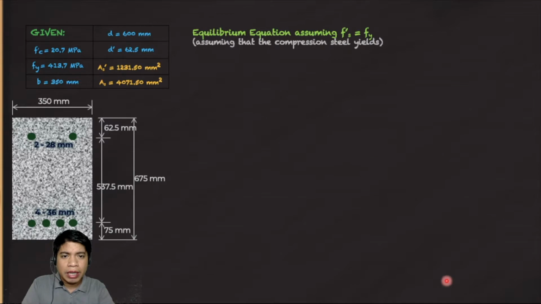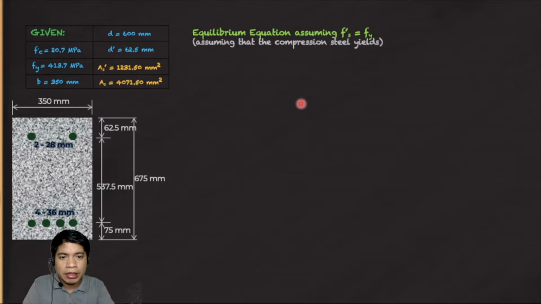So una, ang gagawin natin guys is gagamitin natin yung equilibrium equation ng ating beam assuming that F sub S prime is equals to F sub Y. So bali no, dito, by using this guys, ina-assume natin na yung ating compression steel will yield. Okay, so take note guys, yung ating F sub S prime dito is the stress sa ating compression steel bar. So kapag nag-equal siya sa ating F sub Y, then that means nag-yield talaga siya.